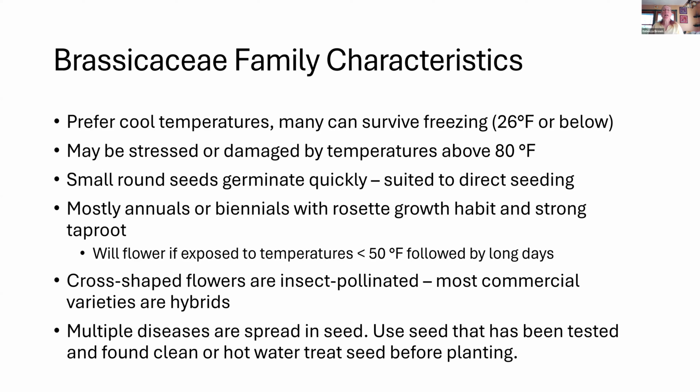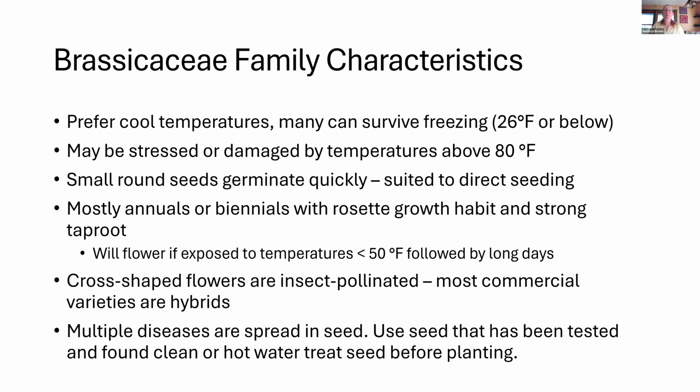They are mostly annuals or biennials with a rosette growth habit and a strong taproot. Some of them can root as deep as 3 or 4 feet if your soil is that deep. And they will flower if they get exposed to temperatures below 50 degrees over the course of about a week, particularly if that happens in early spring. So even though these are cold tolerant, you don't want to be in too much of a hurry to plant out, particularly transplants in the spring.